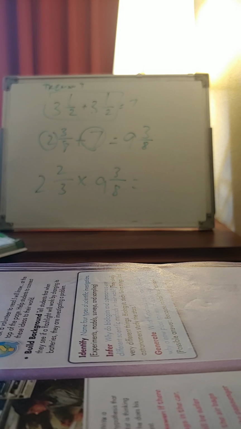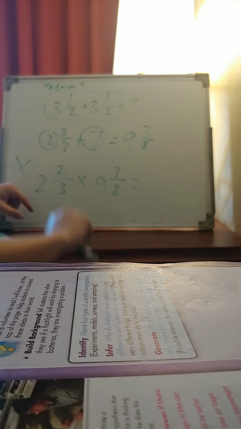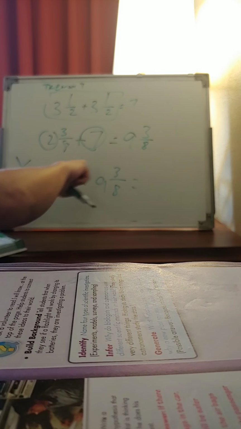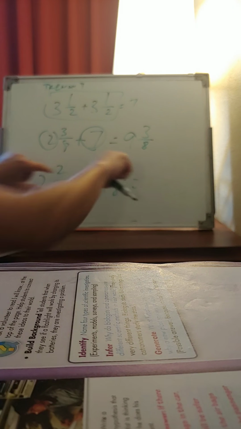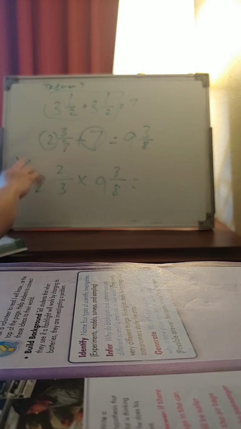Okay? Again, the wrong way is 2 times 9 is 18, 3 times 8 is 24, 2 times 3 is 6. To just go and multiply each part of the problem, you're going to be wrong every time. Okay? The proper way would be to turn these both to improper fractions before we follow our steps.